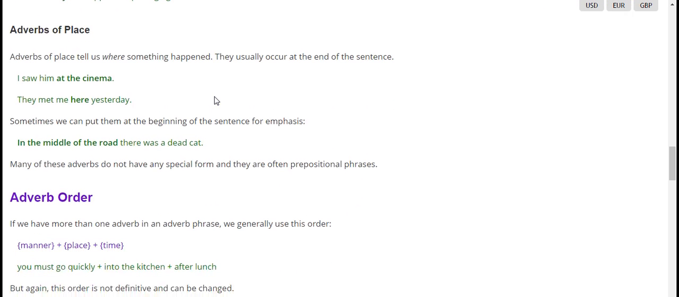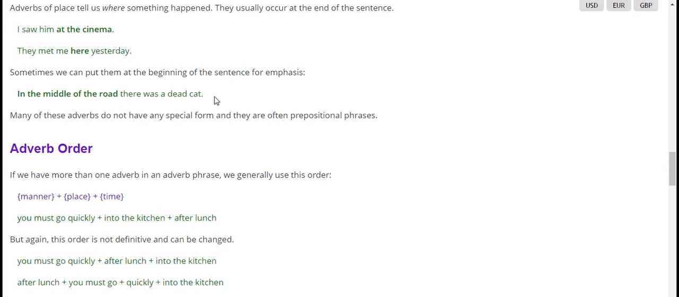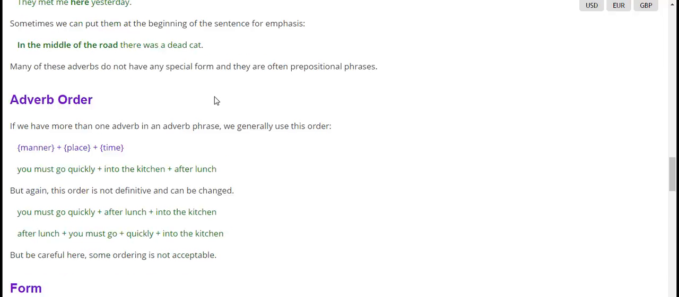Adverbs of place. Adverbs of place tell where something happened. They usually occur at the end of a sentence. I saw him at the cinema. They met me here yesterday. Sometimes we can put them at the beginning of the sentence, for example: in Paris.